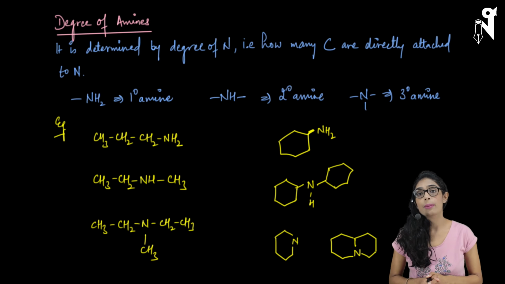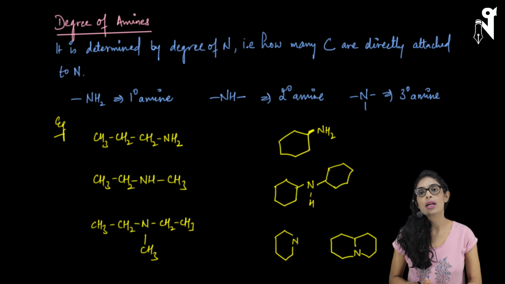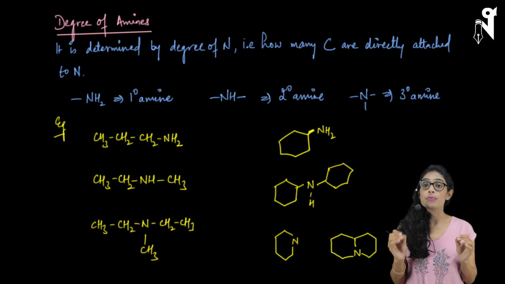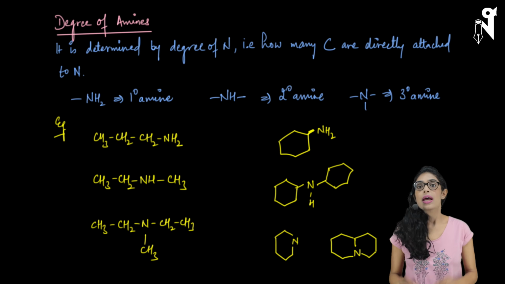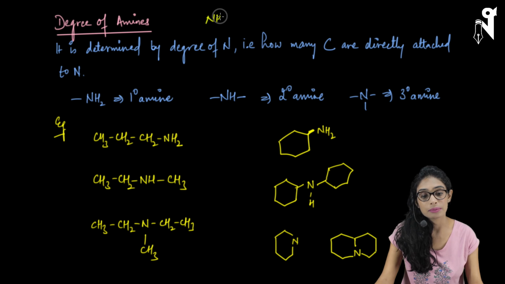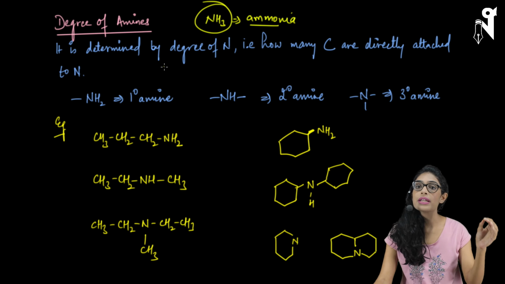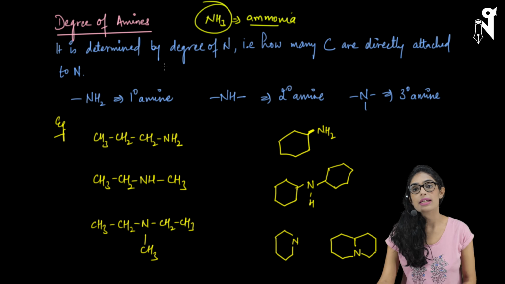So the degree of amines is figured out by a little different method. First of all, we have to understand what is an amine. The group which has nitrogen in it, basically if you talk about NH3, NH3 is called ammonia. Now, if you make a change in this NH3 structure, basically hydrogen is replaced by any carbon chain, then the group will be called amines.